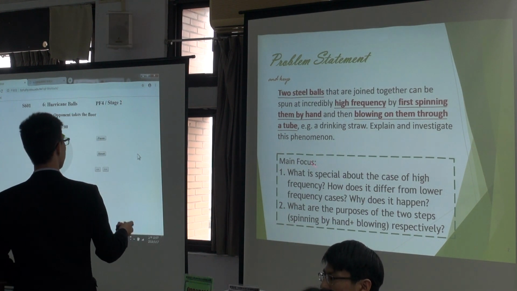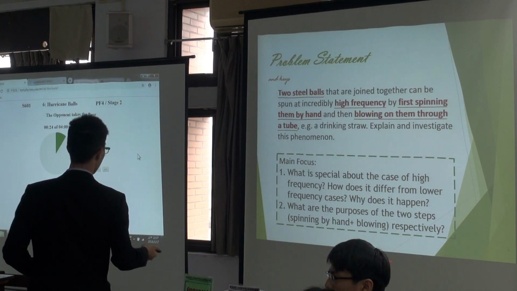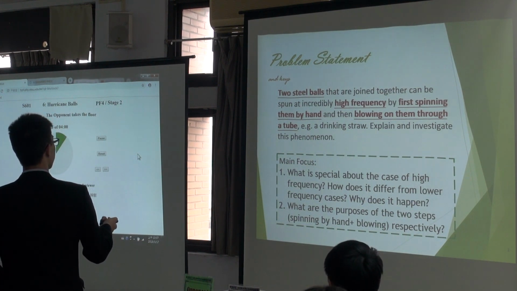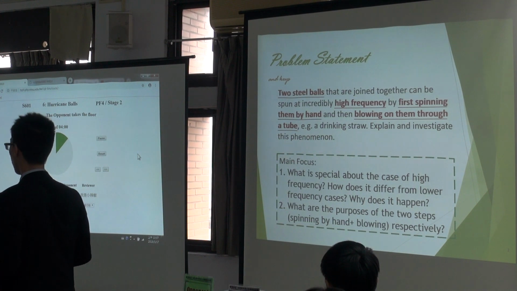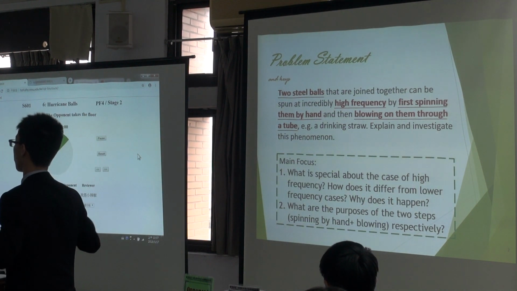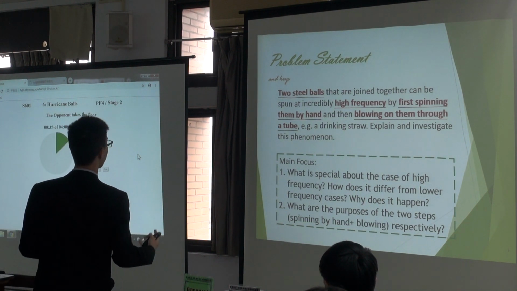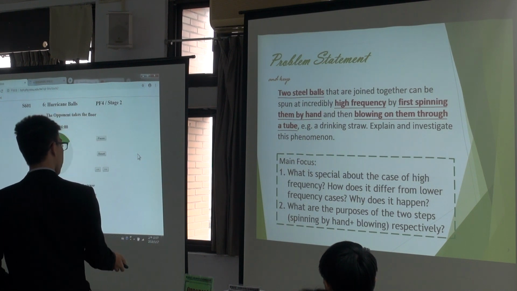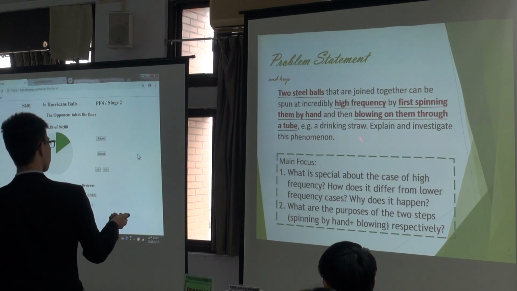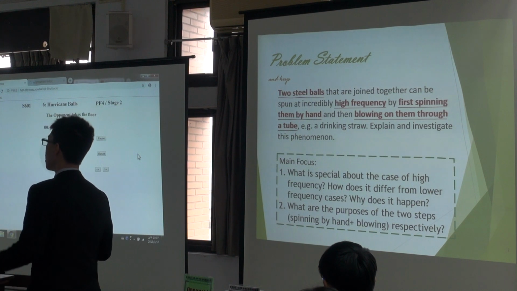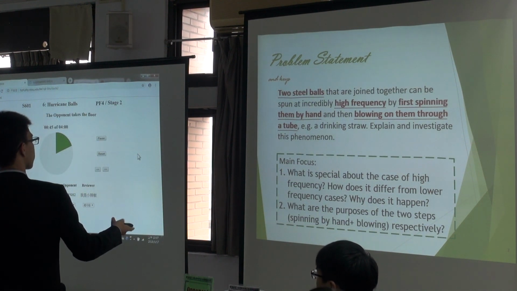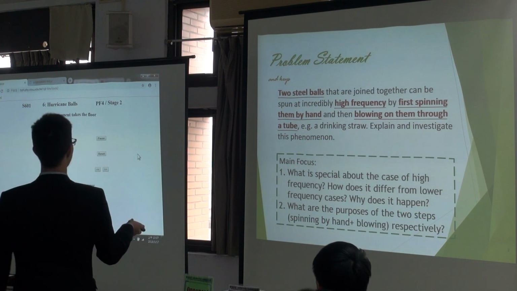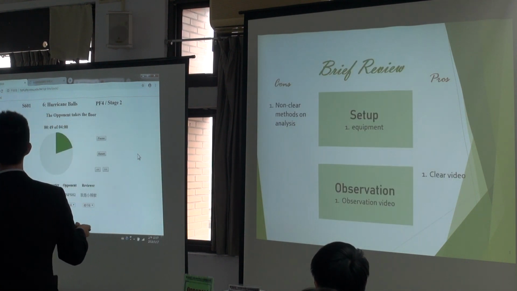So according to the problem statement, we can derive two main focuses. What is so special about the case of high frequency? What has it to do with low frequency? What's the difference, and what is the condition that holds this phenomenon? And secondly, what are the purposes of the two steps, spinning them by hand and blowing, respectively? Because if it actually means nothing, then there's no physical meaning for it to be in the current statement. So firstly, we'll go over the reporter's presentation.